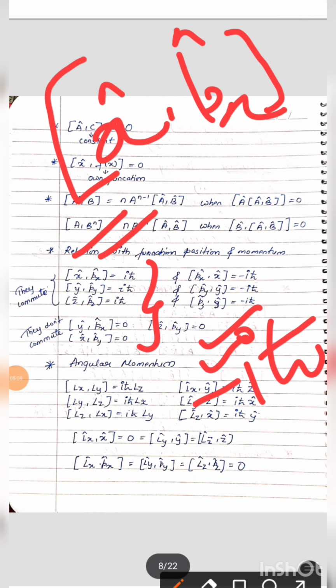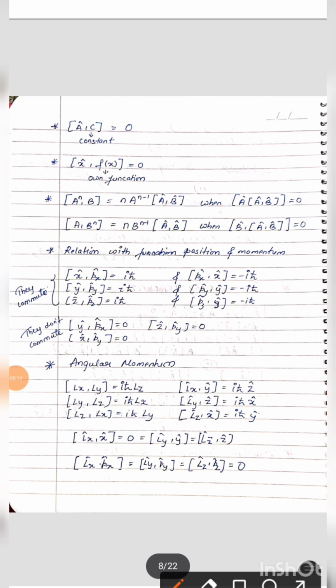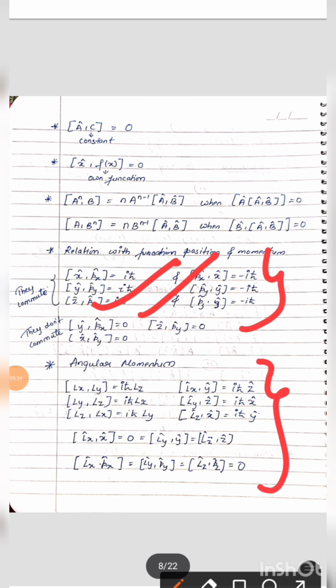Okay, now the commutator of the y component with the p_x component of momentum is equal to 0. If it is equal to iħ, it means they do not commute. If it is equal to 0, then it means they commute with each other. Okay, these are the formulas. And for angular momentum, that is [Lx, Ly] equal to iħ Lz. Okay, how to remember this formula?